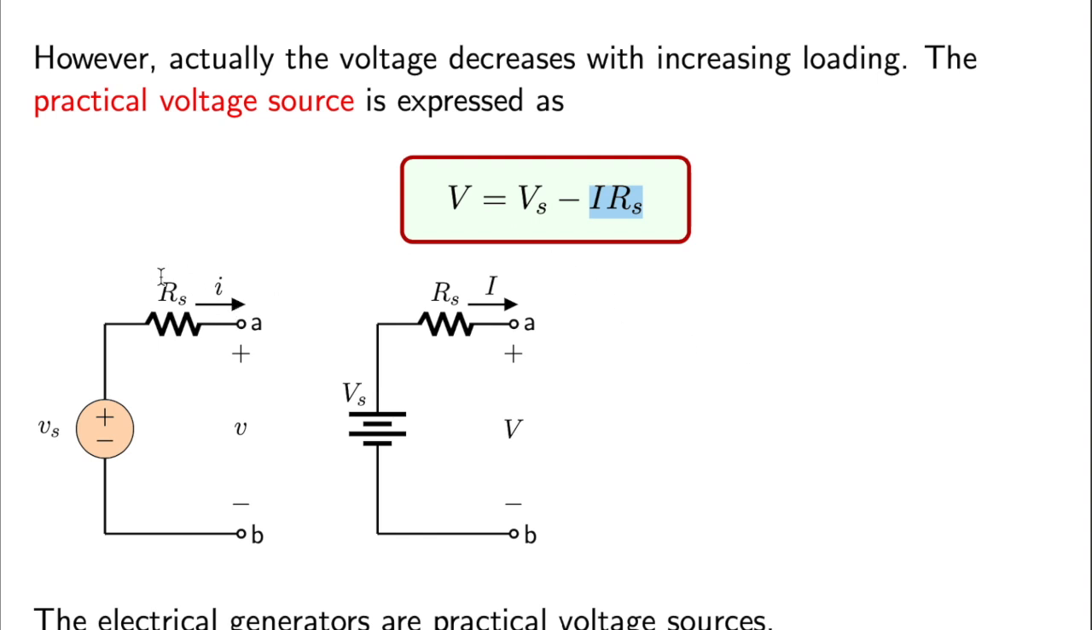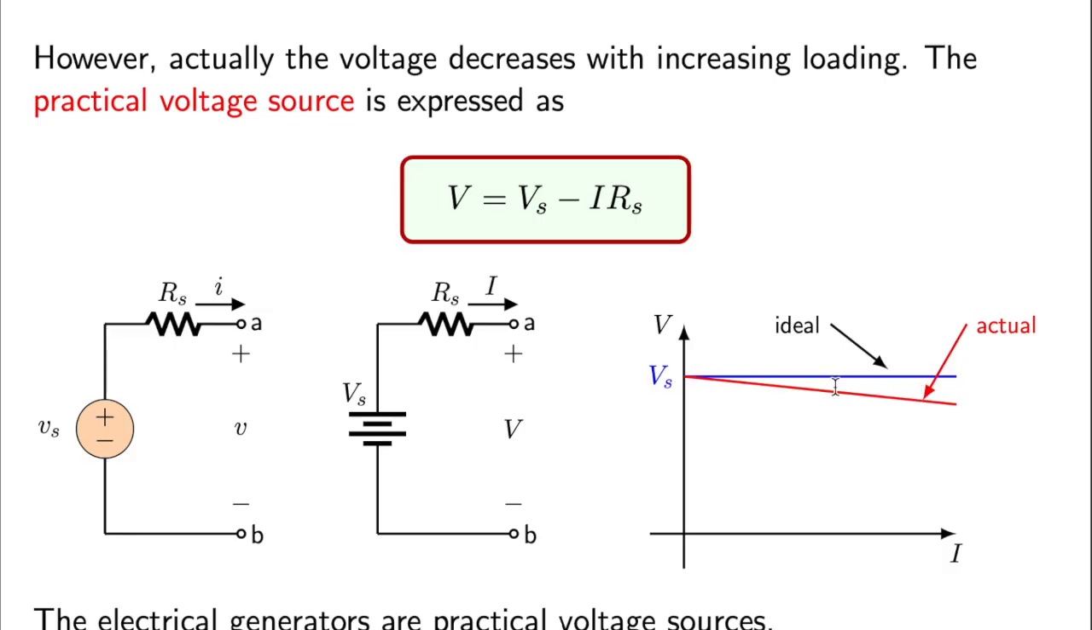This equation is translated like this. The resistance is added in series with the voltage source. Now this resistance is also sometimes regarded as the internal resistance of the source. The characteristic is plotted, and it results like this. So our AC and DC generators are basically practical voltage sources.